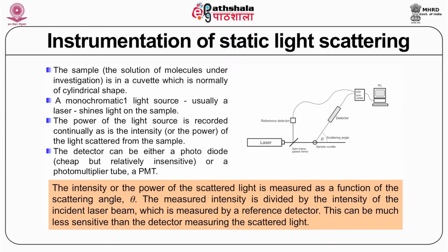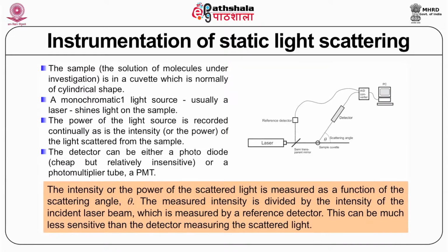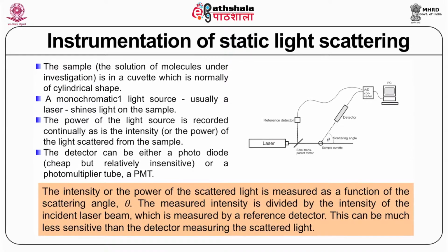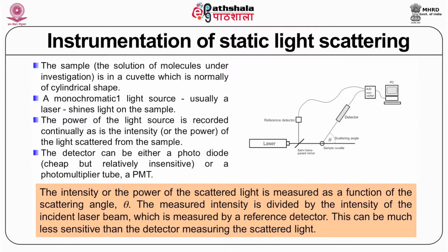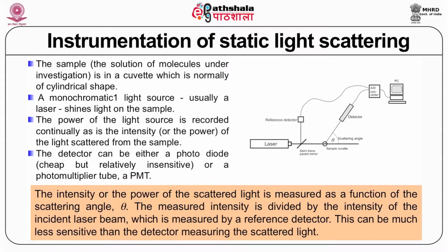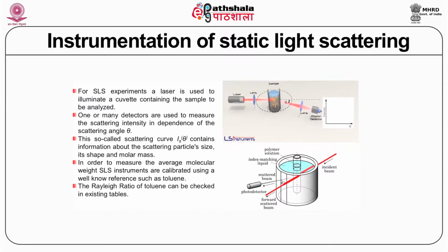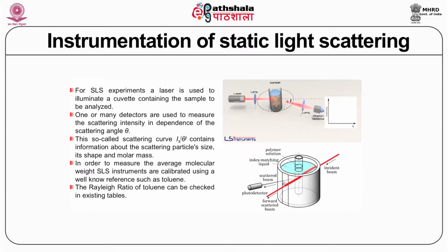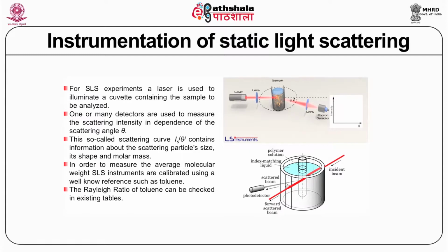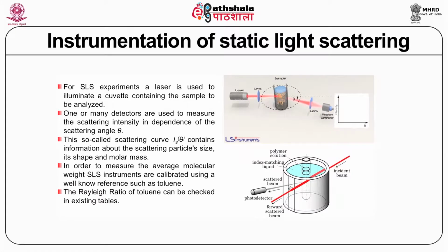So, the power of the scattered light is measured as a function of the scattering angle, that is theta. The measured intensity is divided by the intensity of the incident laser beam, which is measured by the reference detector. This can be much less sensitive than the detector measuring the scattered light. Here I try to show you the process of SLS in the form of an animation. You can see how the laser light passes through a monochromator and is incident on the sample, and then it is scattered in all directions, where we can measure the intensity of scattered light at different angles.